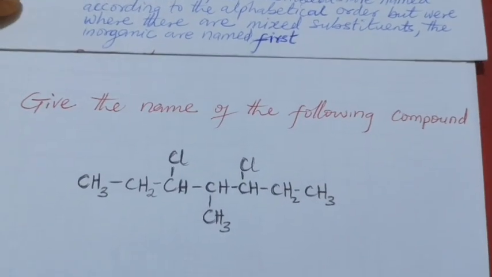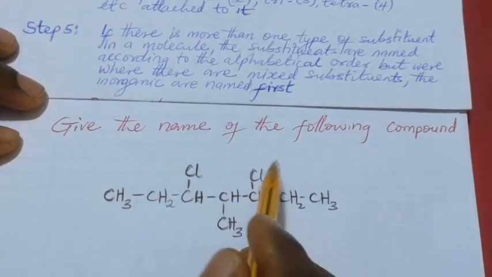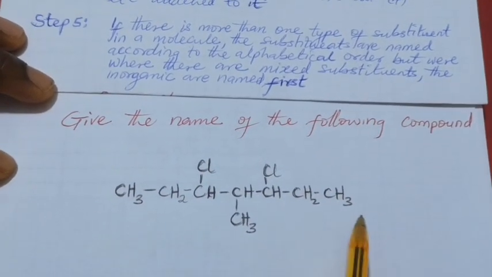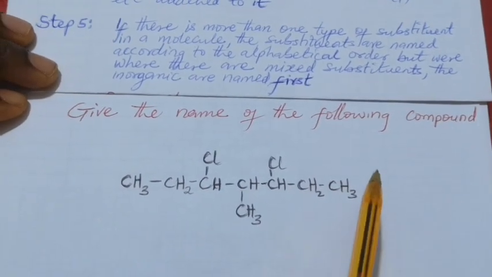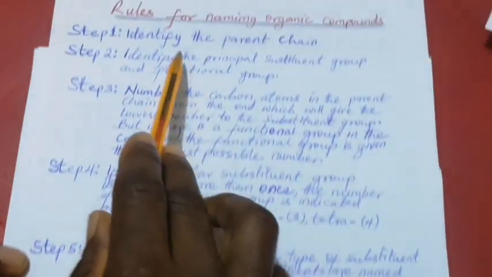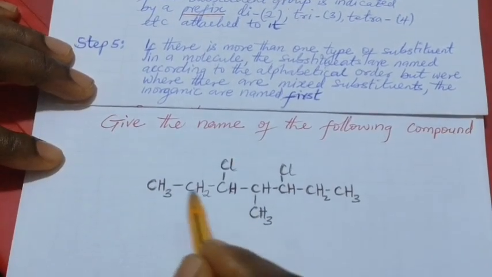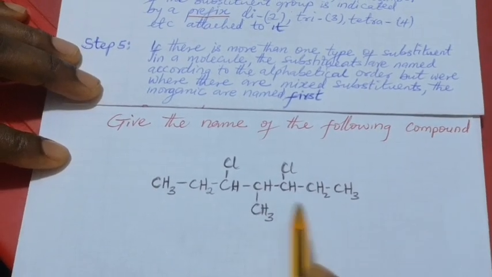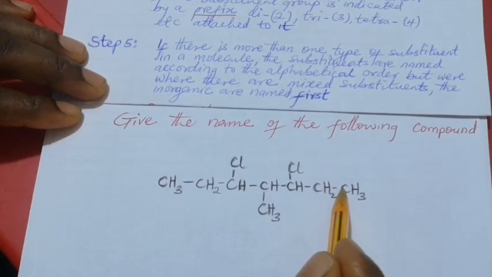Okay, we have an example here. Give the name of the following compound. So we want to give the name of this compound, and according to the rule we have here, the rule says we should identify the parent chain first. So let's identify the parent chain here. Now the parent chain is the chain with the longest continuous carbon. So let's identify it. Let's count this one.